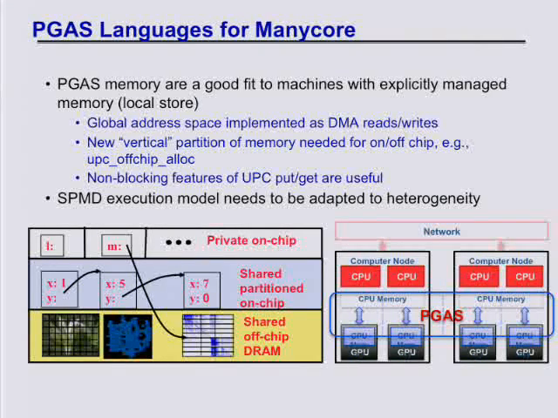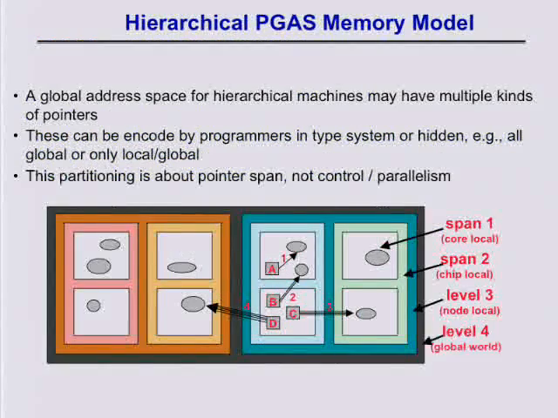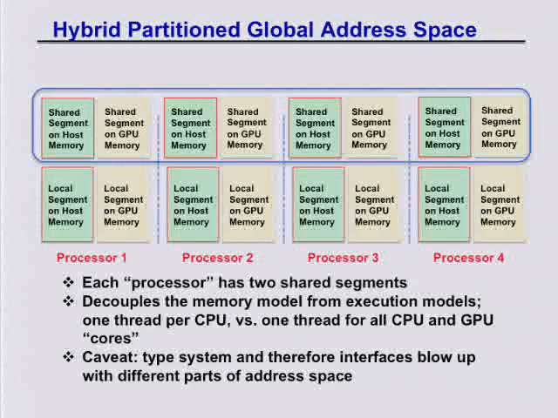What we have to do is extend the memory space. And here's a little picture showing what the memory space might look like on a cluster of GPUs. On every node, which is called a processor here, you have a CPU and the CPU's memory, and a GPU and the GPU's memory.